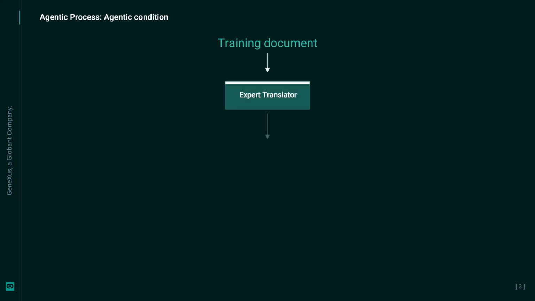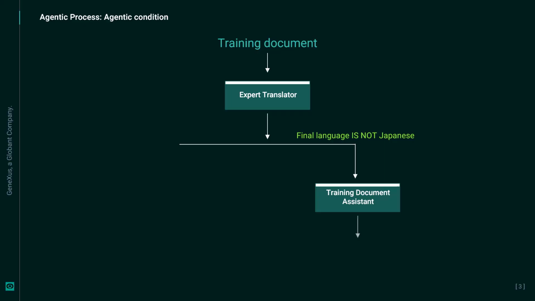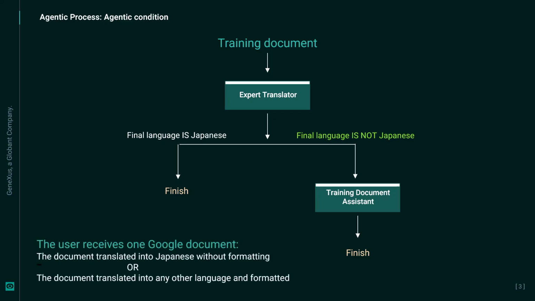All content is created in Spanish and translated into different languages. If the target language is other than Japanese, the document is also formatted in Markdown and saved as a Google document, which is shared with the end user. On the other hand, if the target language is Japanese, the document remains in plain format and is also saved and shared as a Google document. As a result of the process, the user receives a single document, either the Japanese translation of the unformatted source document or the translation into another language of the source document with the specified formatting.